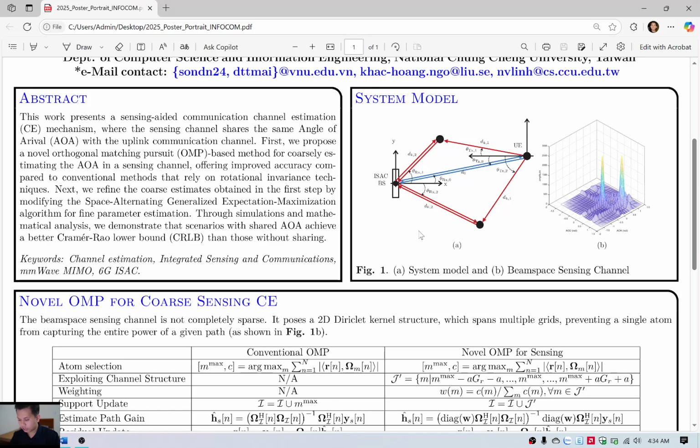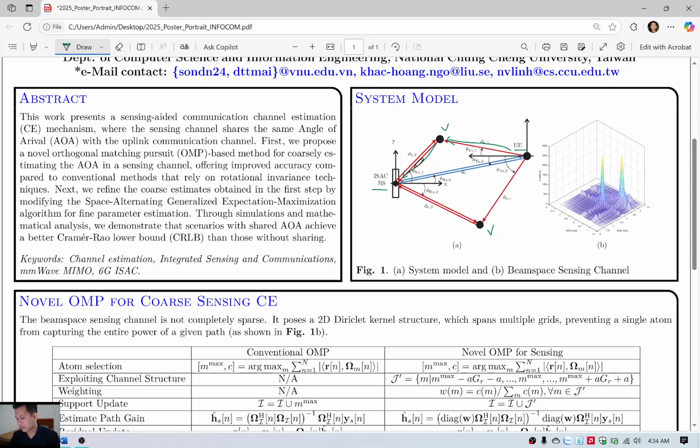So first, let's look at figure 1a. Figure 1a here is our system model. It includes an ISAC-BS, a UE, and some targets. At first, the ISAC-BS sends and collects echo signals for environment sensing, and at the same time the UE sends pilots in the uplink connection for channel estimation.